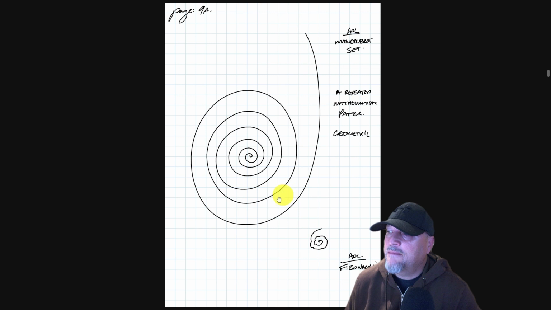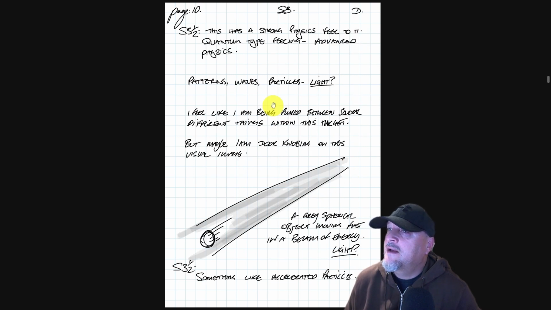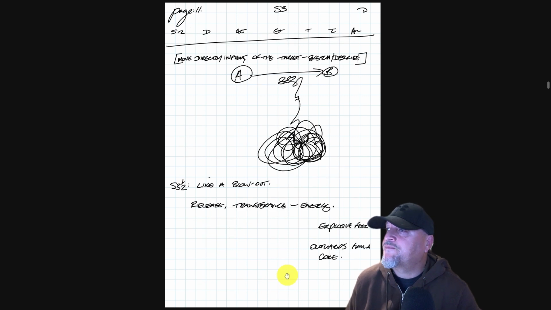And here it is again in a bit more detail. Felt very circular, repeated mathematical patterns, or geometric. This whole target had a strong physics feel to it, a quantum type feeling, like advanced physics. Patterns, waves, particles, and light. And I felt like I was being pulled between different things within the target, because I was seeing this light, but I was also seeing this grey spherical object that was within the beam of light. And it felt like accelerated particles.